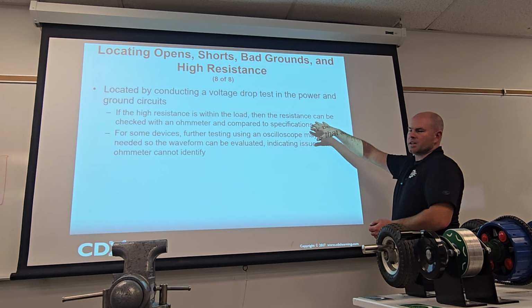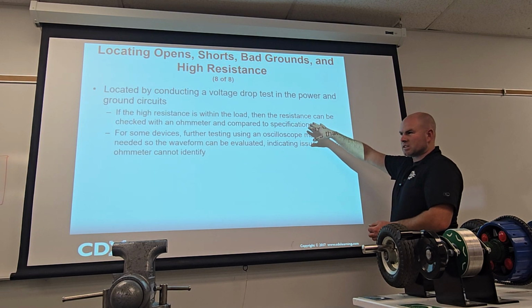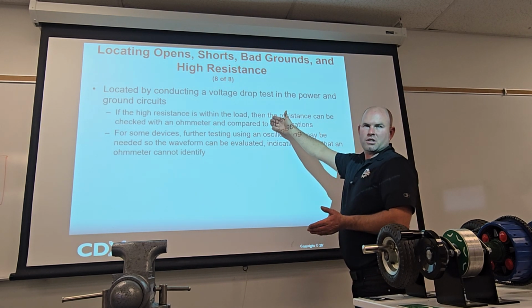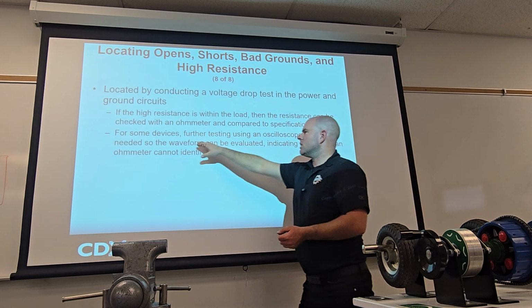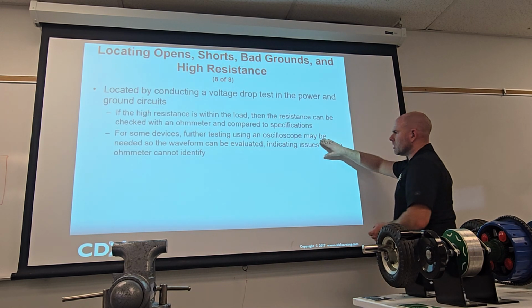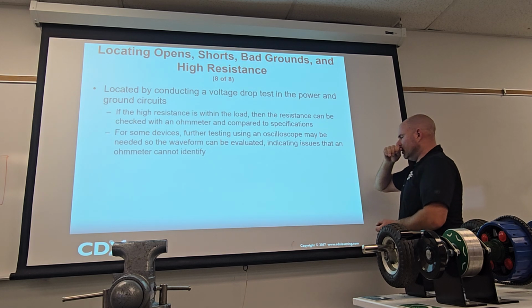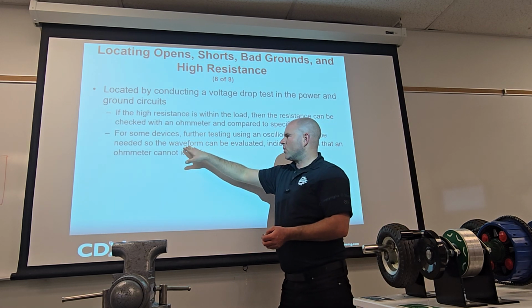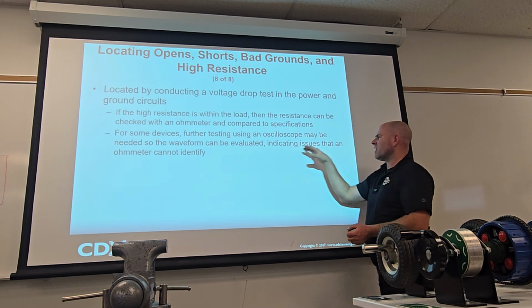And then we might even get into doing some more detailed things like if you want to check resistance, you could put your meter on resistance and measure it, even though your voltage drop kind of tells you your resistance too. But for some things, if you really needed to diagnose it further, you could use an oscilloscope. The oscilloscope will show a waveform. The waveform can be evaluated.